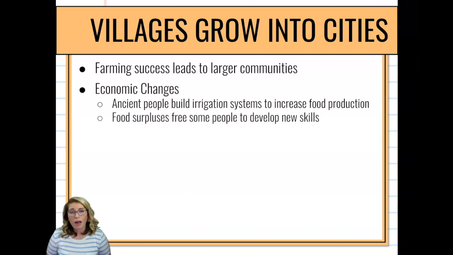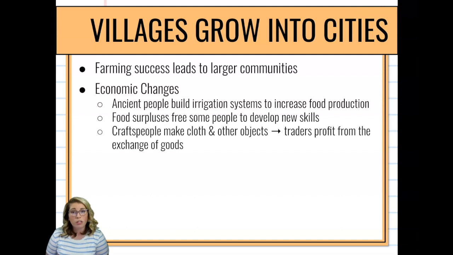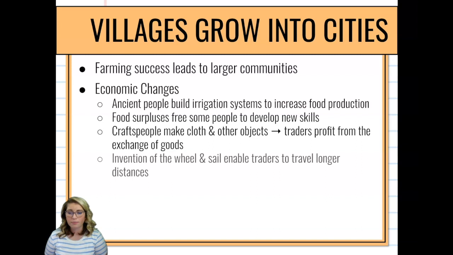They also start to see that these food surpluses, having a bigger supply of food, is going to free up some people. Not everybody has to continue farming. We can start to delegate, we can start to specialize and open up to new skills and create new trades. So we start to see craftspeople, they make cloth and other objects, and we see trade come. And we start to see profit from these exchanges of goods.